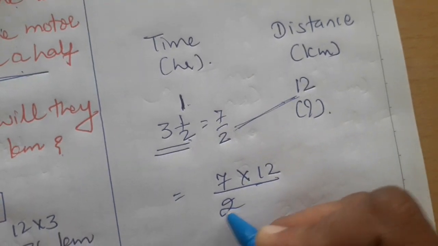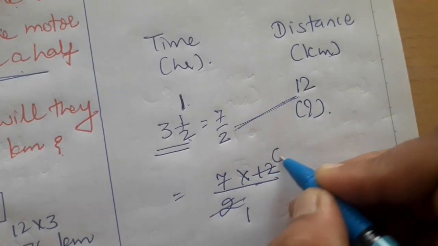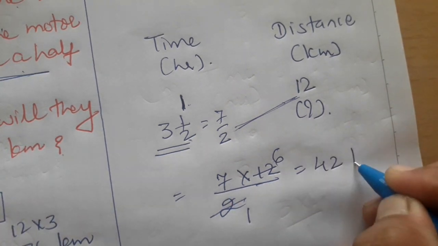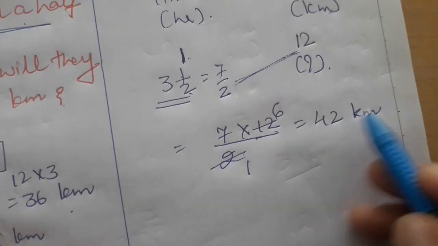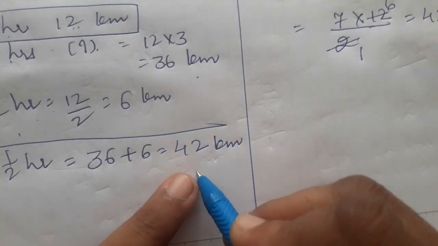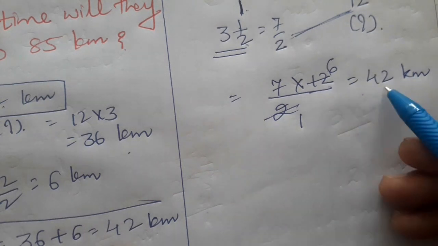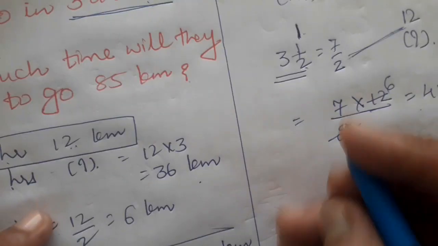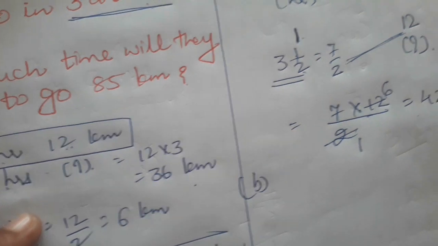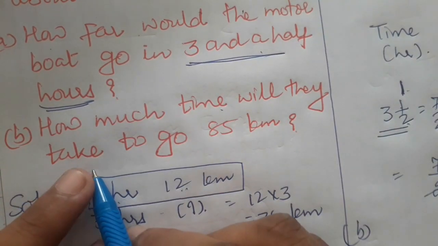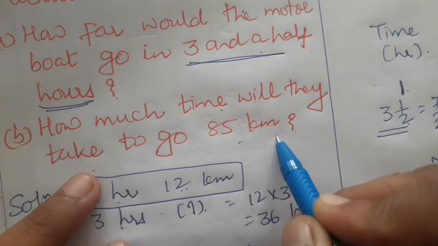And now you have 2 1s are 2, 2 6s are 12, 6 7s are 42 kilometers. And see, you got the same answer over here. So whatever is easier for you, you may do it. Now the second part of the question. You have how much time will they take to go 85 kilometers.